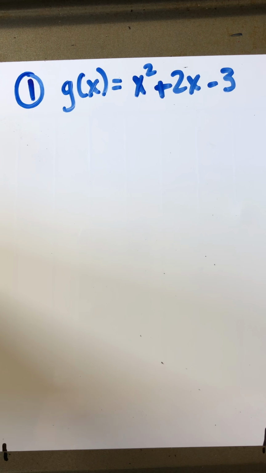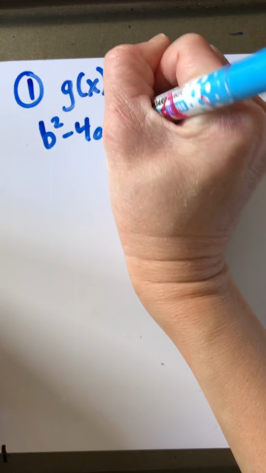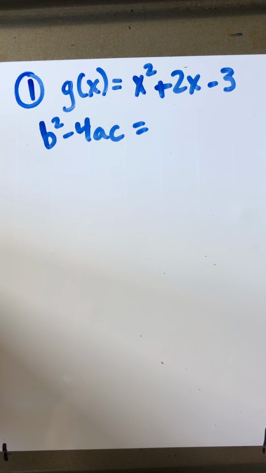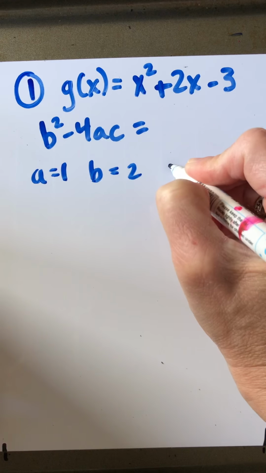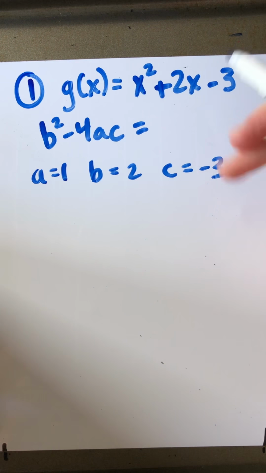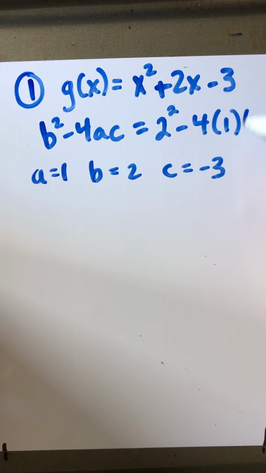All right, ladies and gents, so here is our first example on using the discriminant to understand the zeros of a function. So here is our quadratic, g of x equals x squared plus 2x minus 3. And what I'm going to begin by doing is calculating b squared minus 4ac for this particular parabola. So you'll notice in this case, a is 1, and b is 2, and c is negative 3. So b squared would be 2 squared minus 4 times 1 times negative 3.